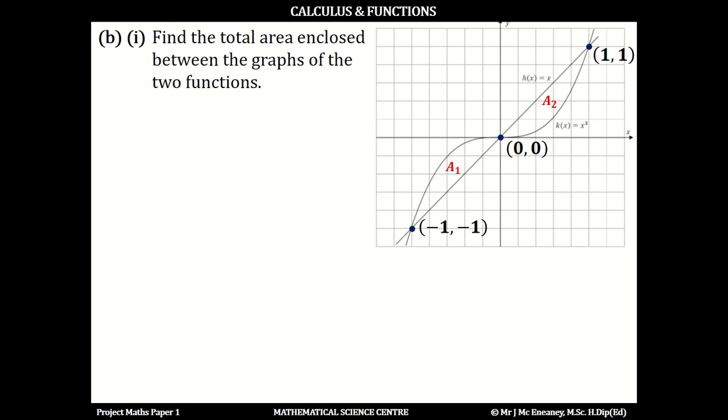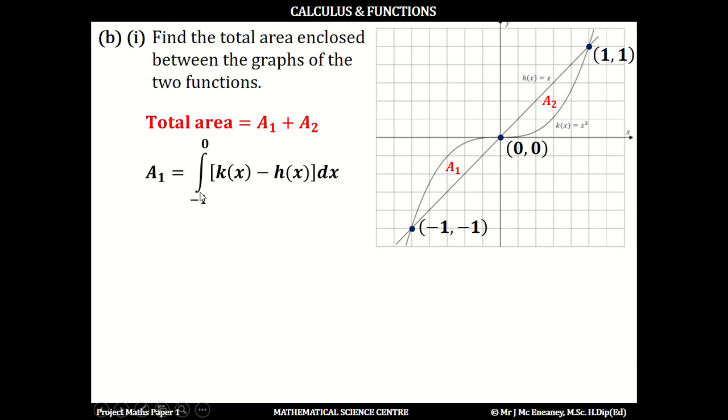In B part 1 then, find the total area enclosed between the graphs of the two functions. So here we want to find area 1, that's bound between the cubic and the line, and area 2, that's also bound between the line and the cubic. Now for area 1, k of x is on top, h of x is on the bottom. So area 1 is going to equal the integral of k of x minus h of x. Now the x values go from minus 1 over to 0.